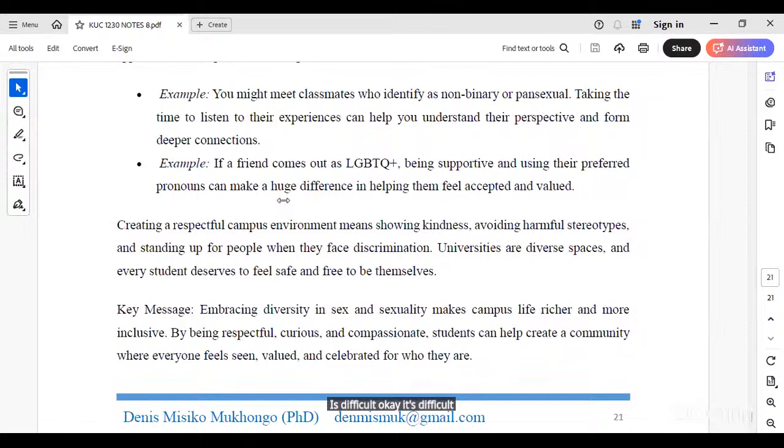Someone is asking, hii imepita aje haraka? There is one. Someone was asking, how do we be compassionate about what?